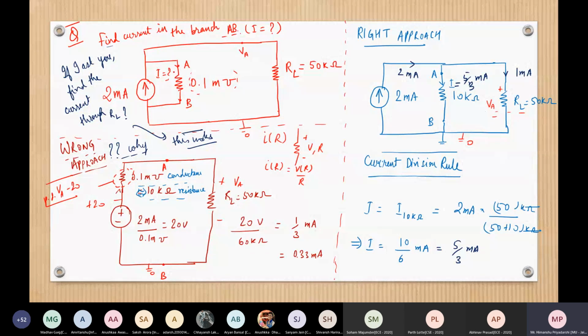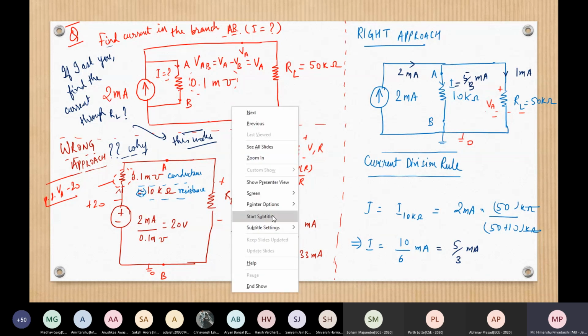See, what is happening when the person is asking you to find the current in the branch AB? If I take this approach, I am changing the potential across this AB. Here the potential is VA minus VB. What is the potential across it? VAB is equal to VA minus VB, and because VB is grounded, you can take it at 0 volt. It is VA, right? Clear?